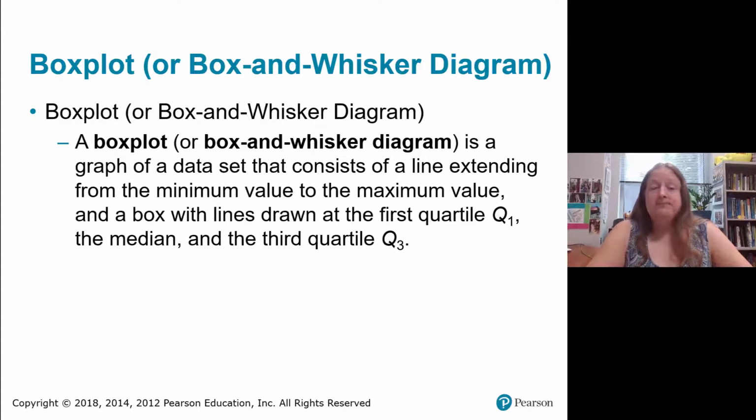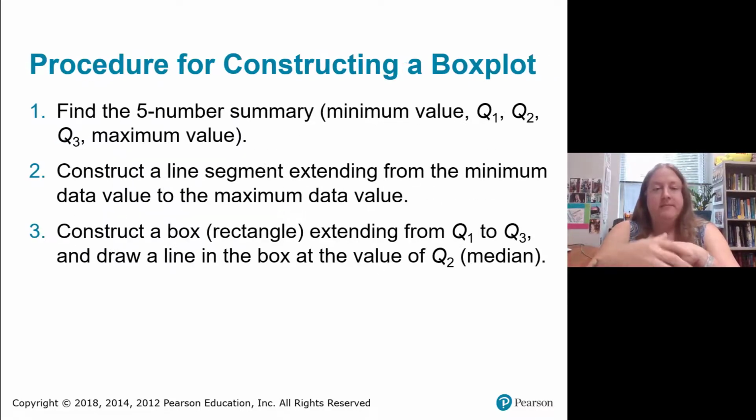A box plot is a graph of data that consists of a line extending out to the minimum value, a line extending out to the maximum value, and a box that has lines at quartile 1, quartile 3, and one in the middle at the median. It gives the 5-number summary visually.